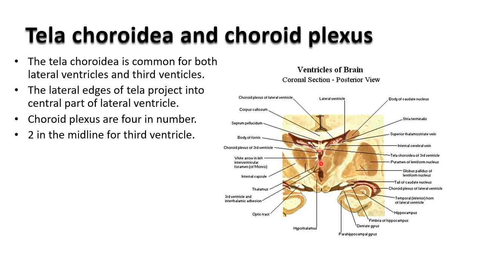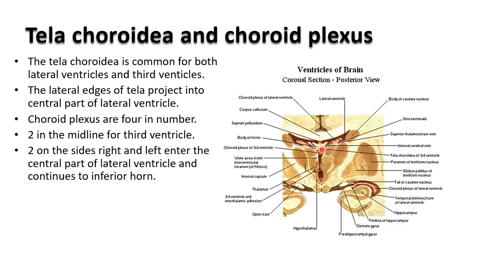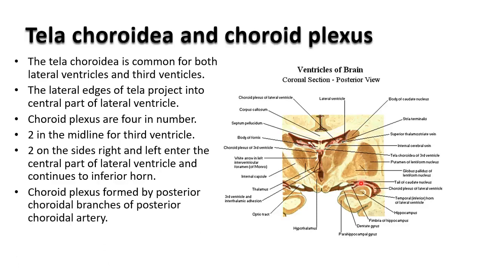They lie along the lateral margins and project into the corresponding lateral ventricles. Then they enter the central part and continue to the inferior horn. In the past picture I showed you how it is present above the hippocampus. So above the hippocampus you can see the choroid plexus in the inferior horn of the temporal lobe. Mainly in the central part, the capillary plexus is derived from the posterior choroidal artery.